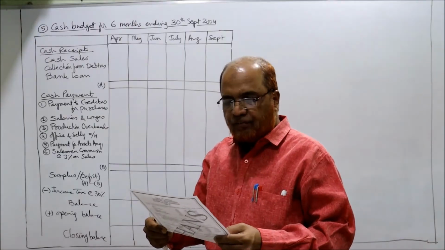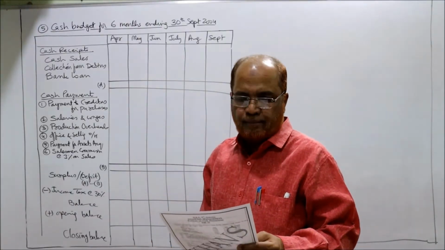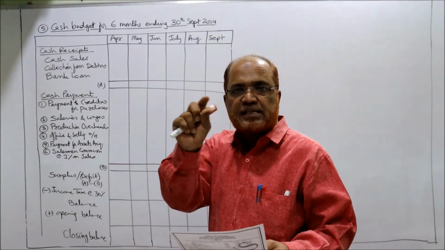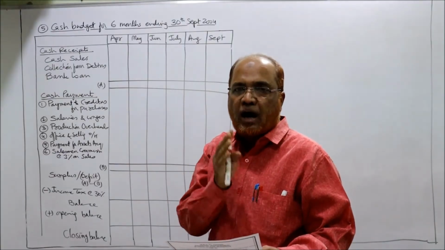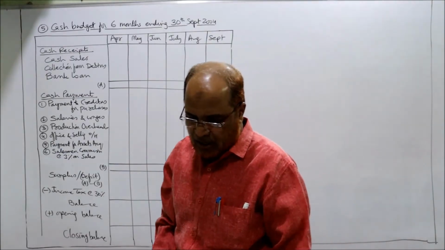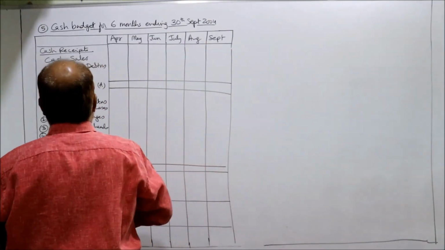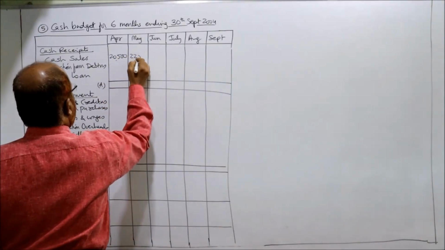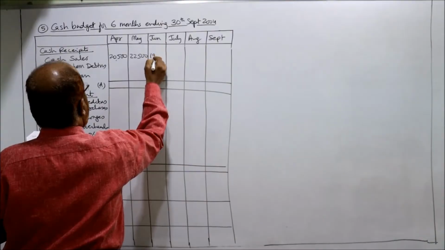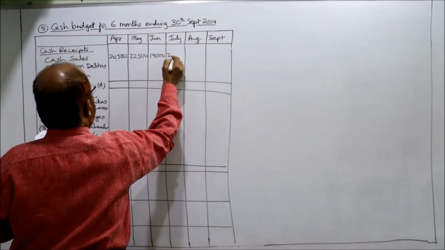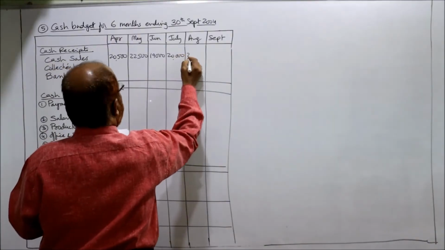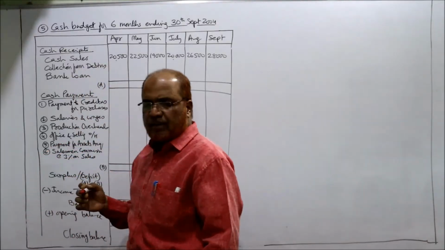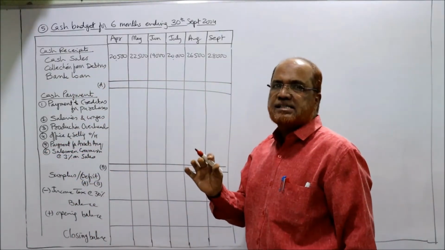First of all, cash sales. 50% of total sales are cash sales. So we are given the sales as 41,000, 45, 38, 40, 53, 56. Sales दे दिया. उसके आधे sales, half of the sales are cash sales. तो 41,000 का half, 20,500. Then 22,500, 19,000, then 20,000. Next is 26,500. Last one 28,000. So we have taken 50% of total sales as cash sales.